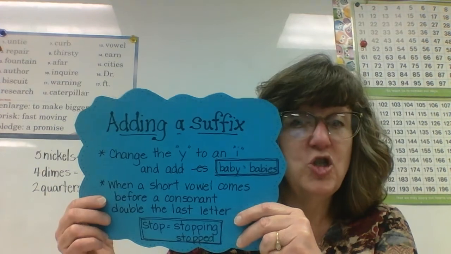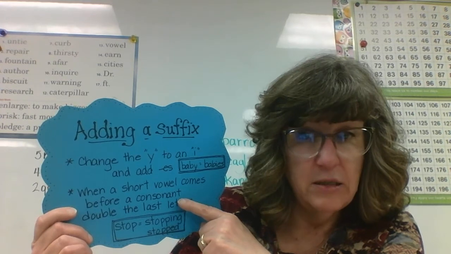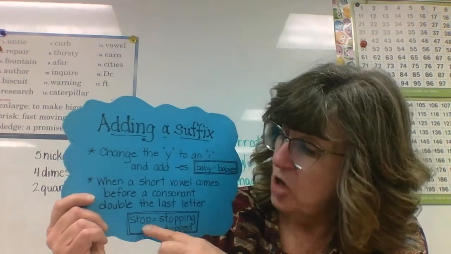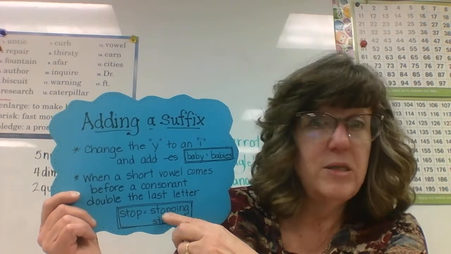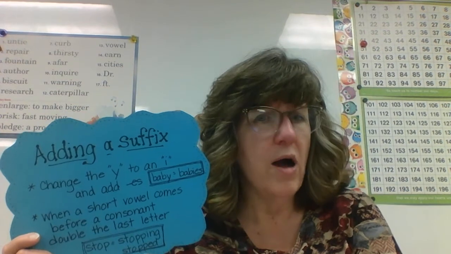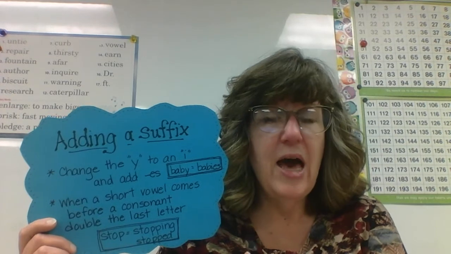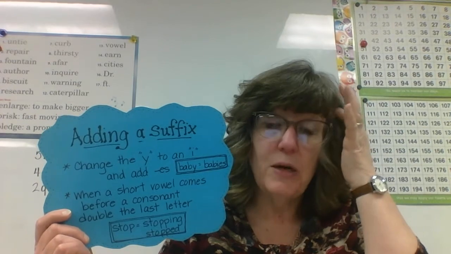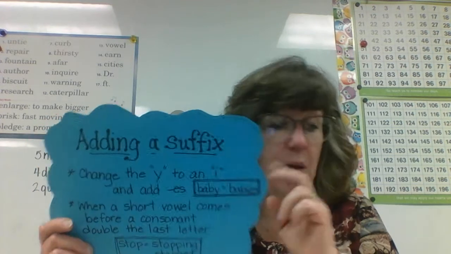Another important rule is when a short vowel comes before a consonant, okay, we're going to double the last letter, which is a consonant. Like in stop, O is short, and then we have a P, a consonant. So it would be stopping, we double that P. Stopped, we double that P. What about the word walk? Would I double the K? No, because A-L-K in walk is really a special sound. It's not a short vowel, it's a special sound. So remember, only when there's a short vowel and then a consonant, we double that.